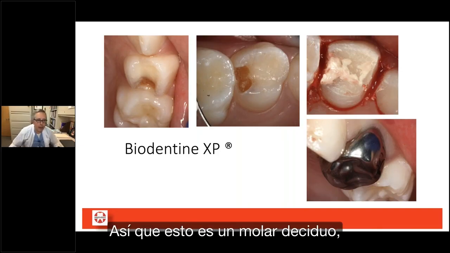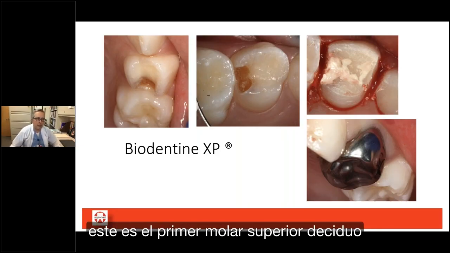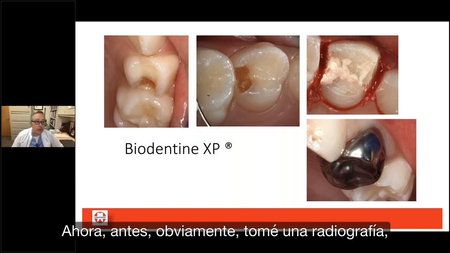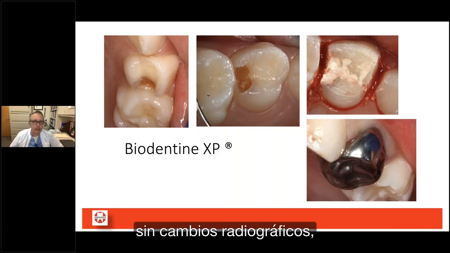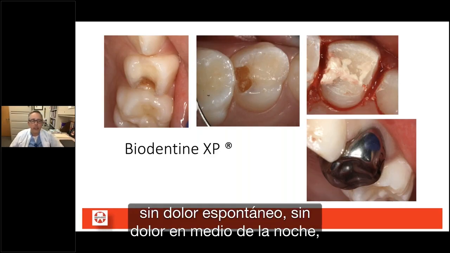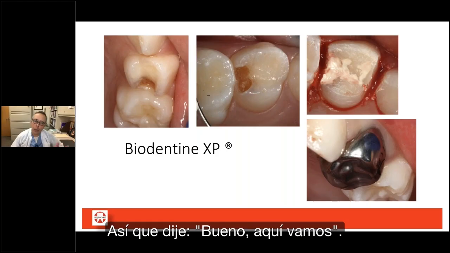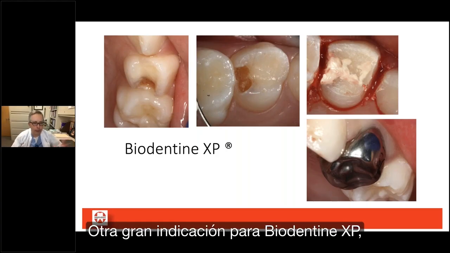So this is a baby molar. Actually, this is a maxillary baby first molar with a large caries lesion. Before, obviously, I took a radiograph: no radiographic changes, and the patient was not having any pain, no spontaneous pain, no pain in the middle of the night, no swelling, nothing. So I said, well, here we go, one more great indication for Biodentine XP.